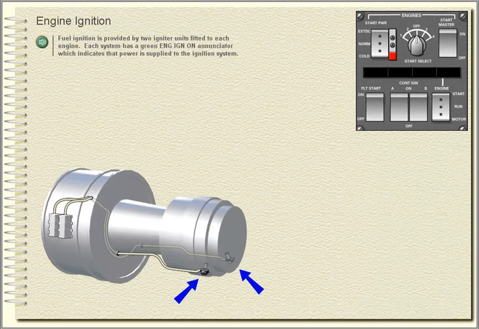Engine ignition. Fuel ignition is provided by two igniter units fitted to each engine. Each system has a green Engine Ignition On annunciator, which indicates that power is supplied to the ignition system.